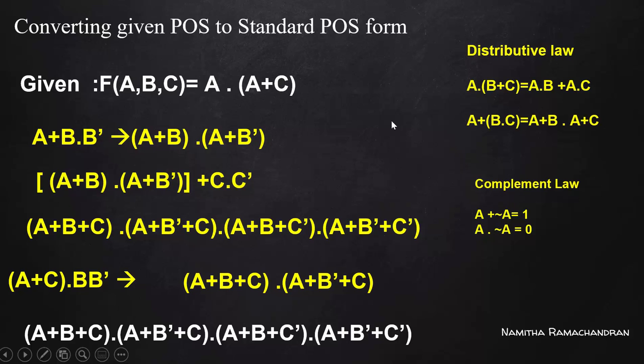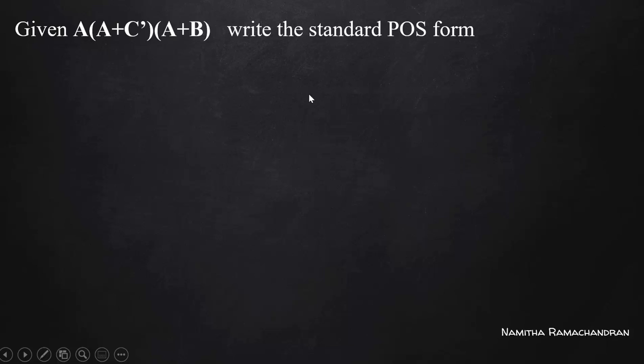Okay. One more example. So students, please stop here, pause the video and try to generate the standard POS form by yourself. After that, check the answer. So the question is like this: A and A plus C complement and A plus B. In our first max term, the sum term, A is alone present, the B part and C part are absent. In the second sum term, the B part is absent, and in the third sum term, the C part is absent. So consider each term separately.